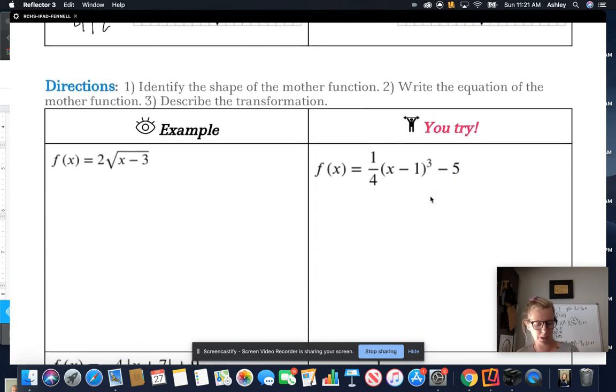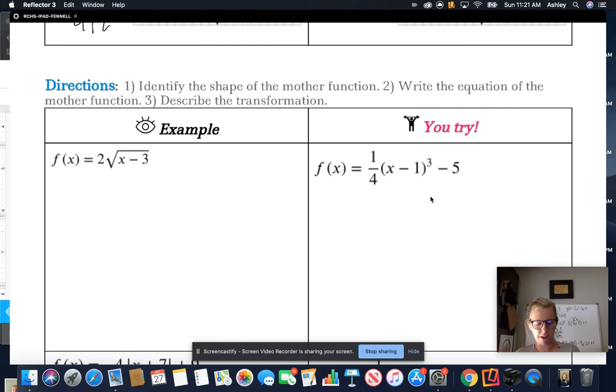Okay, so first we're going to look at the equation. We're going to identify what the mother function would be. We're going to write the equation of that mother function, and then we're going to describe how it is transformed. Okay, so what am I looking for? Again, that key feature here is this square root. So this is a square root function.